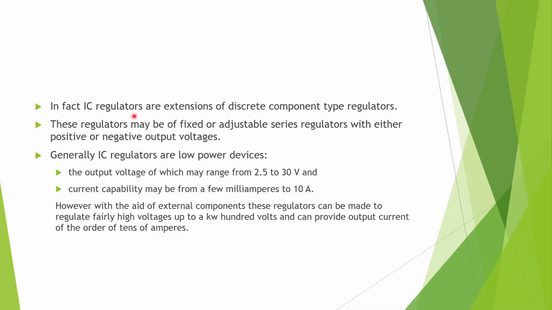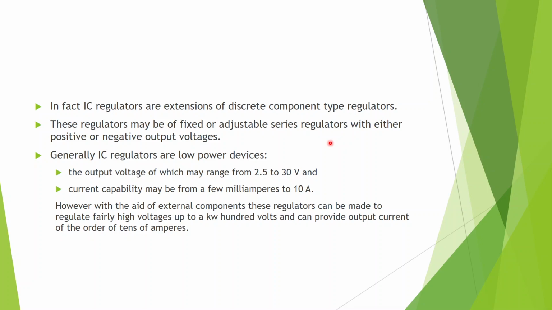We say that IC voltage regulators are extensions of the discrete component type regulators because initially the discrete component regulators were made, and then all those discrete components are managed inside a monolithic IC. So in that way we can call them an extension of the discrete component type regulators. Now these IC regulators can be of fixed voltage, that means it will give 5 volt or 10 volt or 15 volt, a fixed voltage, or it could be an adjustable series regulator. That means you could change the output voltage by changing some resistors.